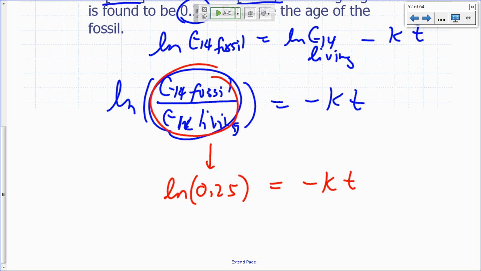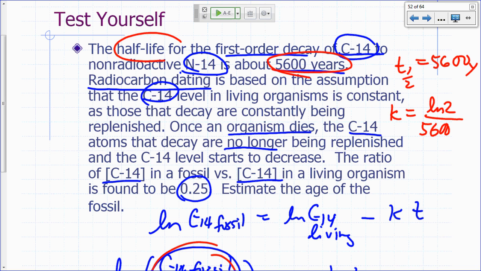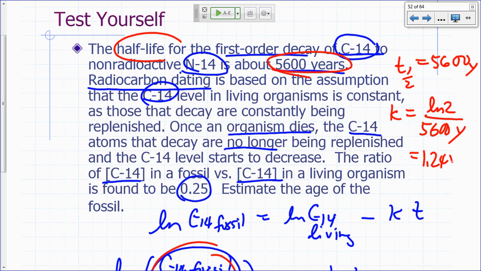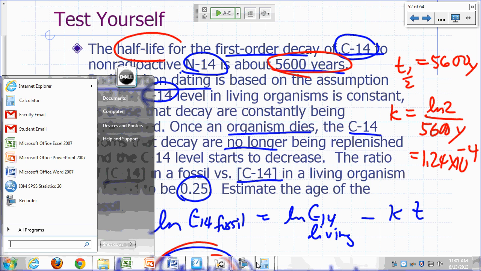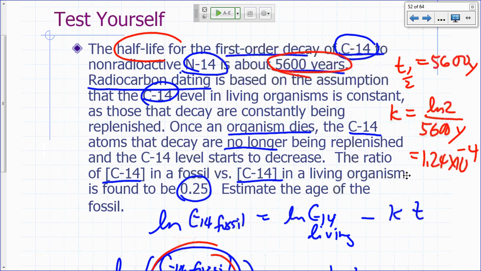What's our k? If it's first order, what's k? The half-life is 5,600 years. Okay, so that's your half-life for radiocarbon. So k is ln of 2 over 5,600 years. So what's our k? 0.693 divided by 5,600 is 1.2375, so 1.24 times 10 to the negative 4 per year, okay?